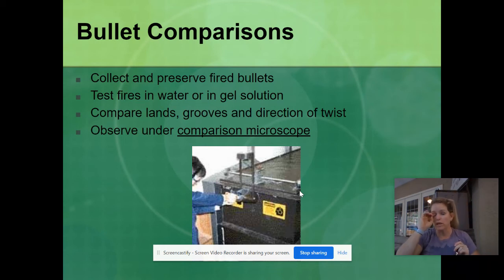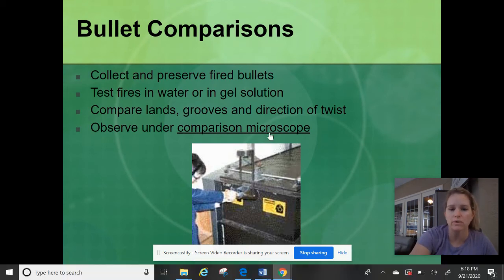Before I show you what that looks like, I want you to know how CSIs do it. If they were to get a gun at a crime scene, they're going to do a couple things with it. They're going to test fire it, typically into one of these tanks, like in this picture here. They can be filled with water or gel solution, to be able to see what the bullet looks like when it is thrown from that gun. They can compare it under the comparison microscope, which let's take a look at real quick.